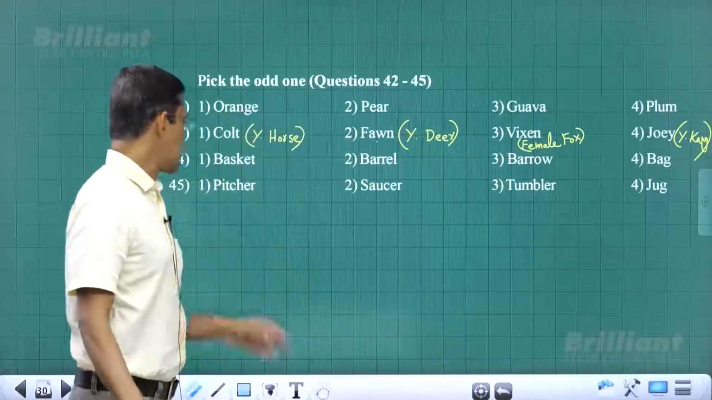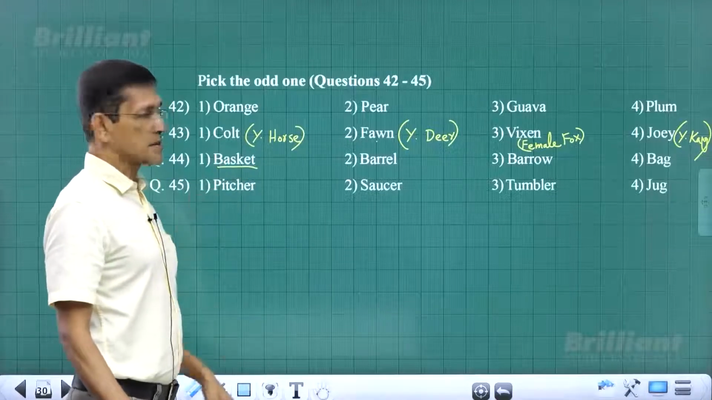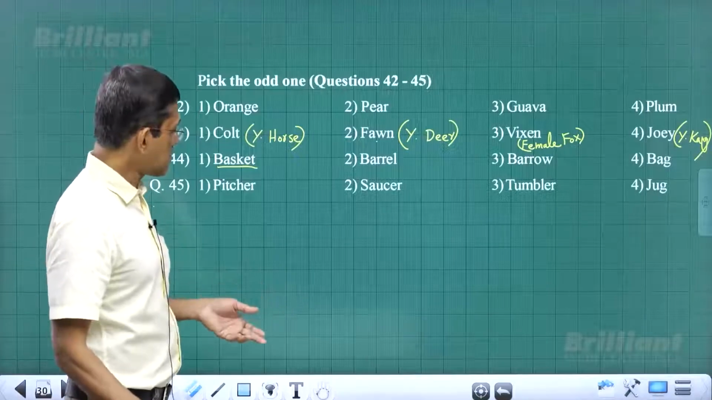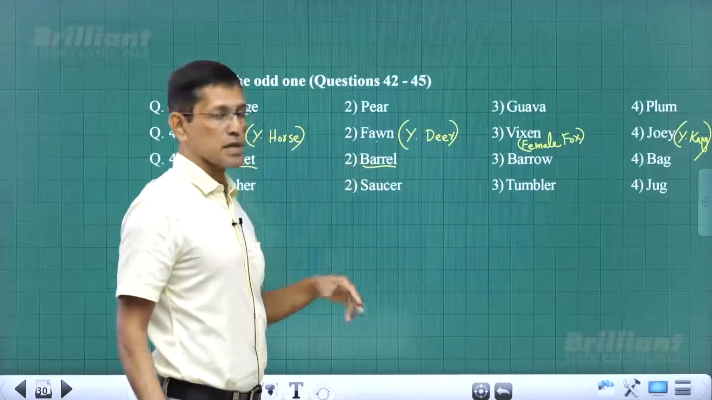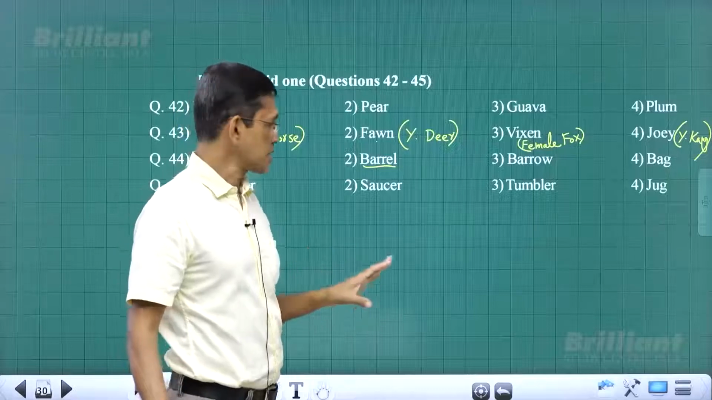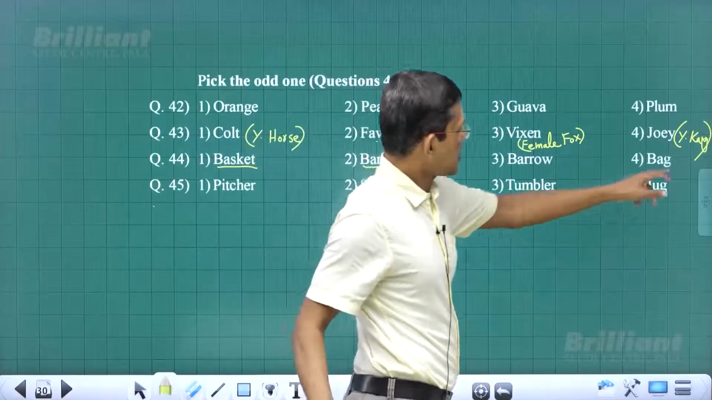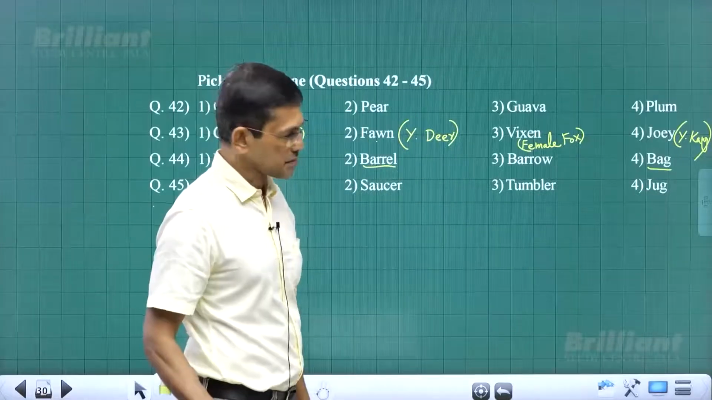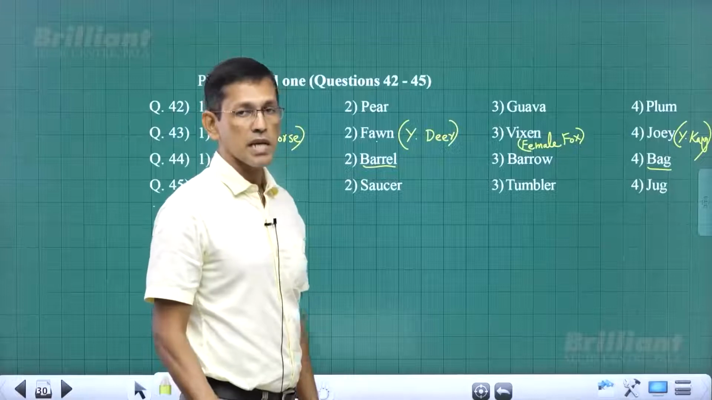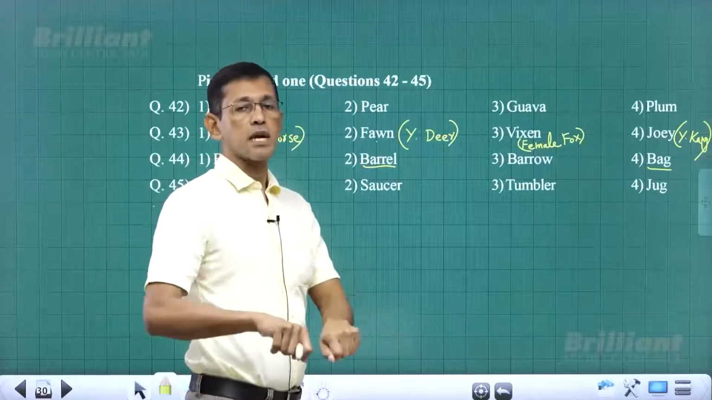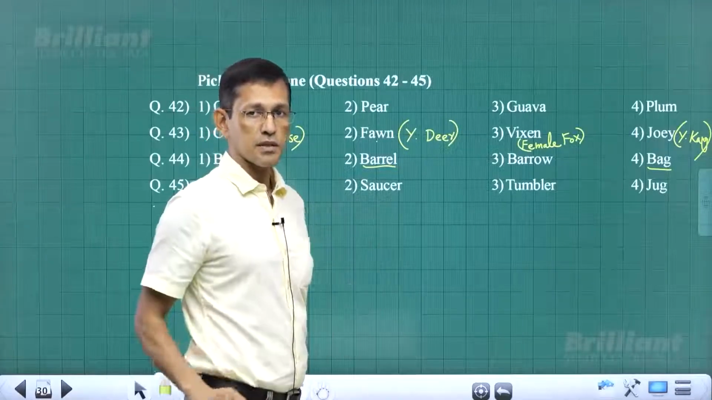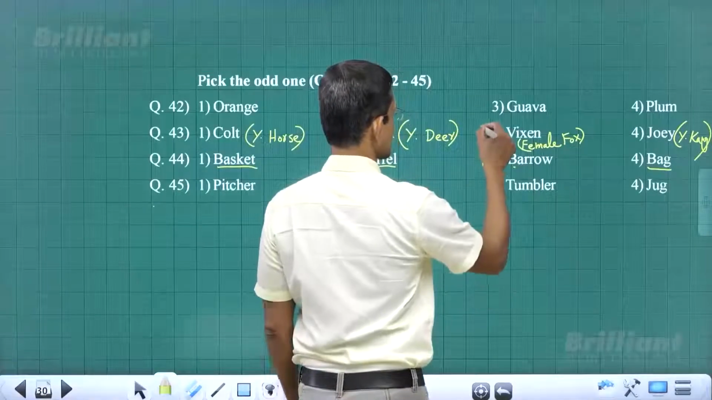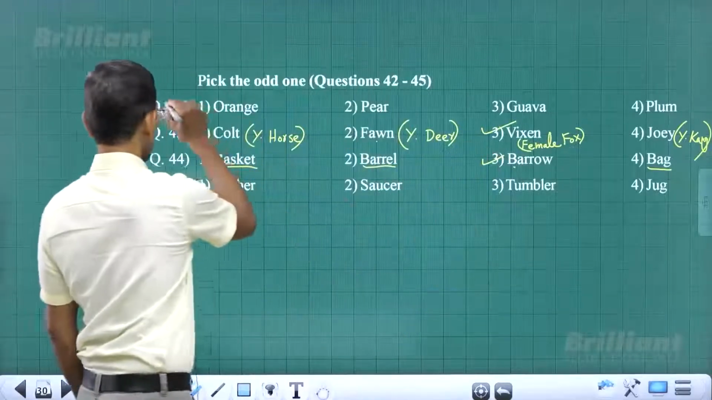So ultimately, basket is used for keeping something. It could be fruits, or biscuits, or anything. And barrel is used for keeping something, liquid or solid or whatever it is. And bag is used to keep some items, clothes or any other items. However, barrow is not really used for keeping items, it is used for transportation. So barrow is one which is different from the group. So in this case barrow is the answer, in that case Vixen is the answer, and in that case orange was the answer.